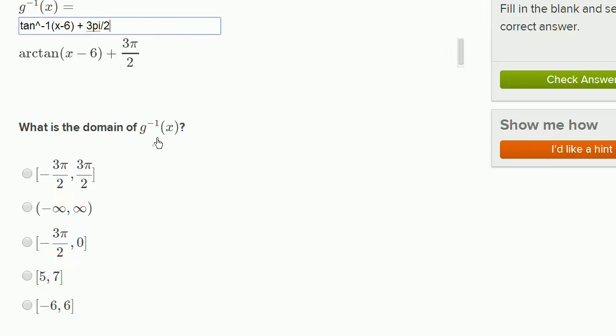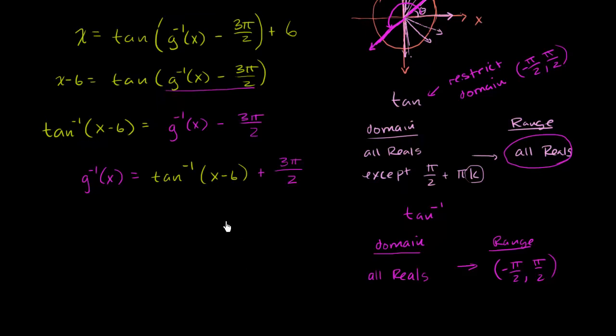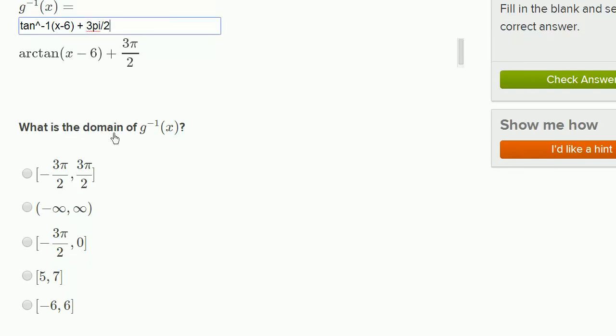So let's go back to our original question right over here. What is the domain of G inverse? Well, for G inverse, I could put any real number in here. Now, what this is going to pop out is going to be something between negative pi over 2 and pi over 2. But they're not asking us the range of G inverse. That actually would have been a more interesting question. They're asking us what's the domain of G inverse. And I could put in any real number right here for x. So the domain of G inverse of x is negative infinity to infinity.